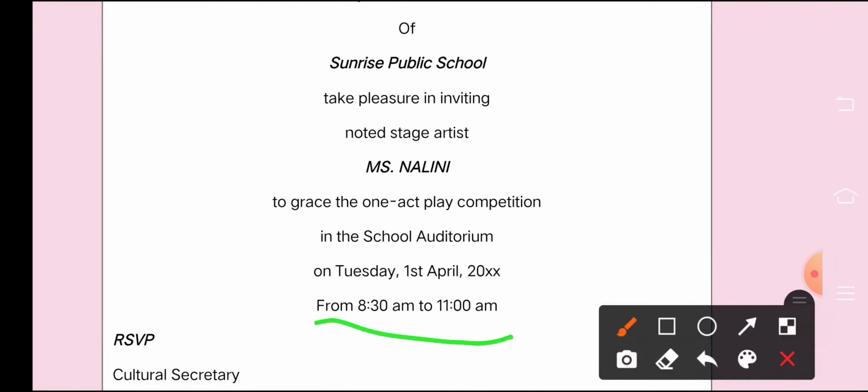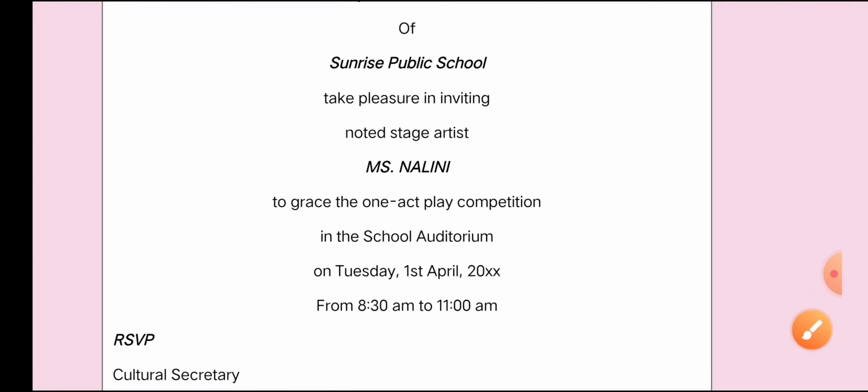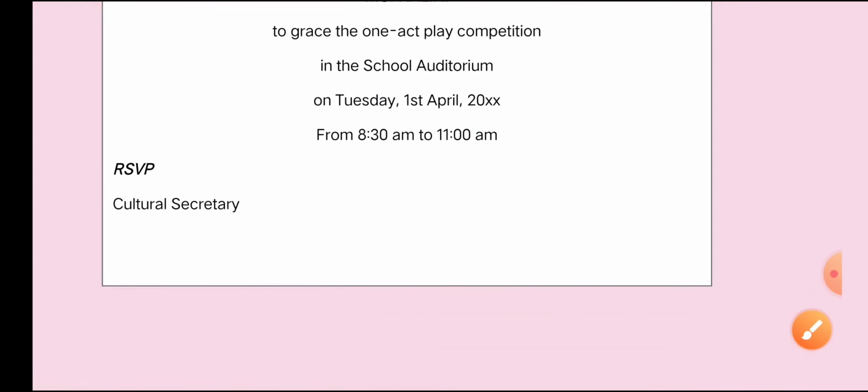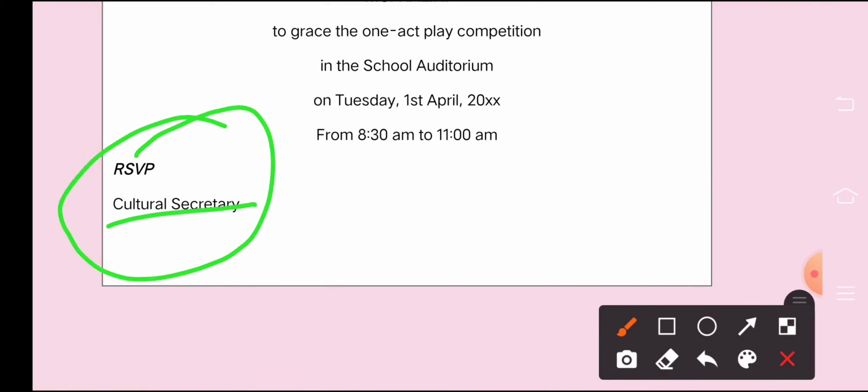So the date, what is the function, what is the occasion, where it is, when it is and what is the time. These are the important things which you have to write down here. The next thing you have to do is RSVP. So who is the RSVP? You have been given the designation here, Cultural Secretary. This you have to give in the left hand corner.